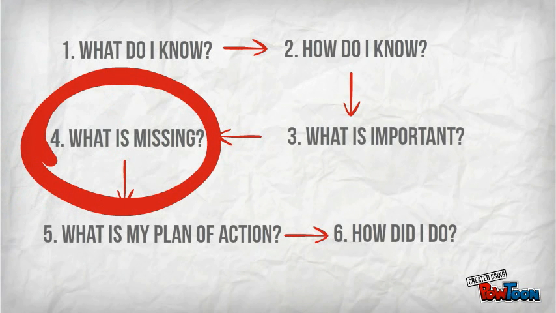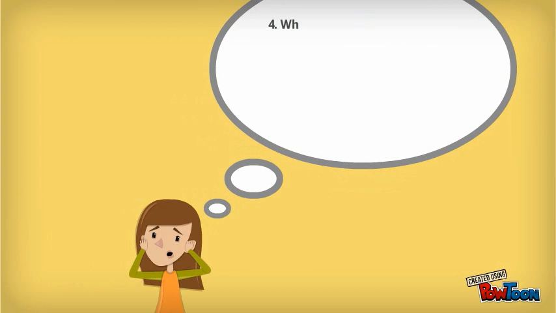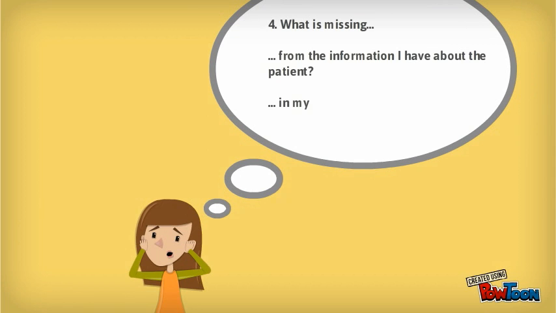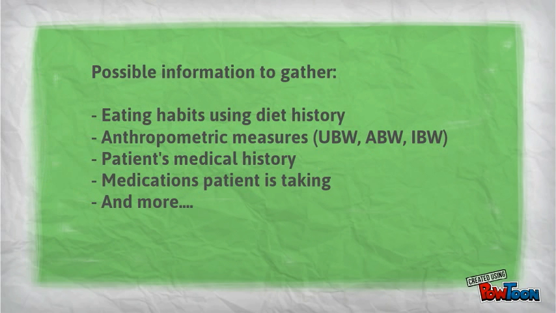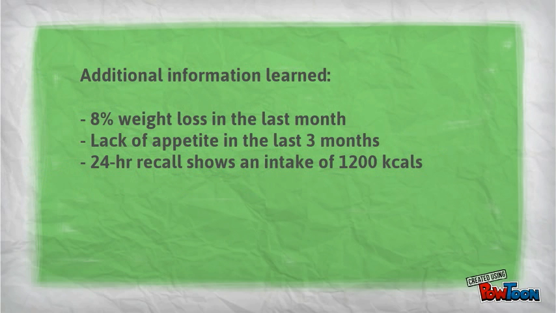Step 4. What is missing? What is missing from the information I have about Mr. Tomei and in my understanding of his condition? Here's what I need to find out. After my investigation, here's what I discovered.